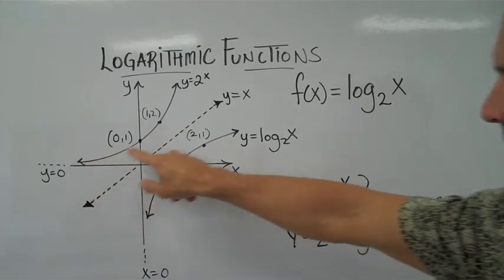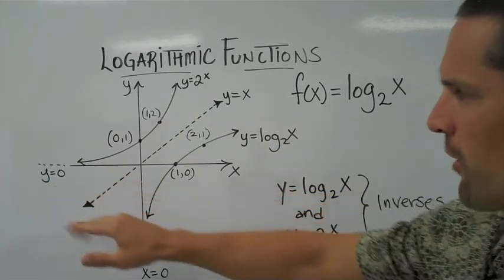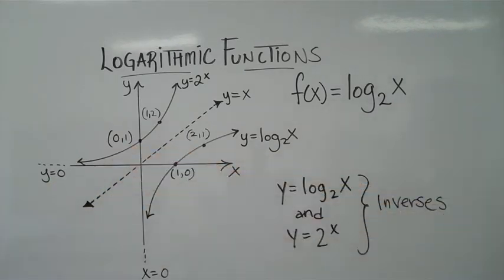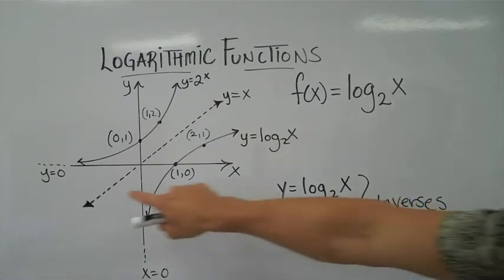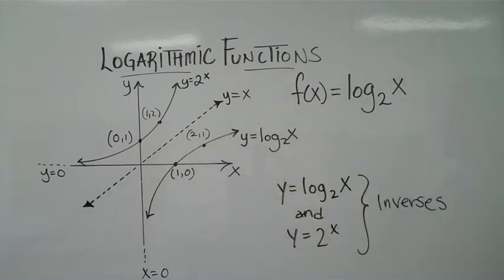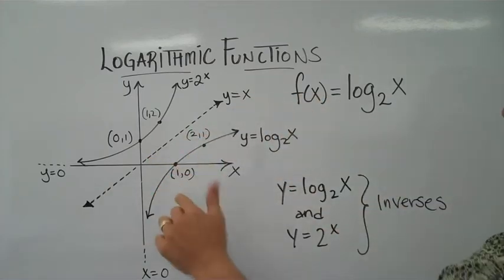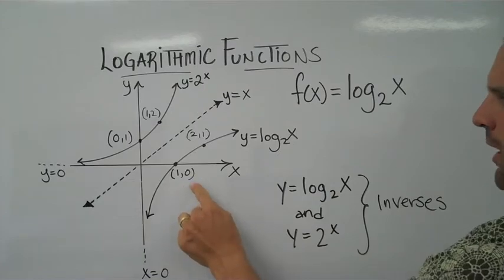We're familiar with this exponential growth. y equals 0 is our horizontal asymptote and our y-intercept is (0, 1). Well, if they're inverses, they're going to be mirror images over the line y equals x. That's a line with the slope of 1 through the origin. That means that we can switch our domain and range. So (0, 1) becomes (1, 0).